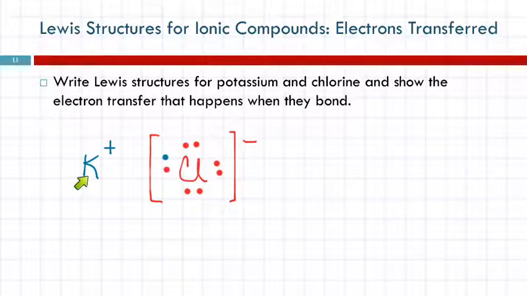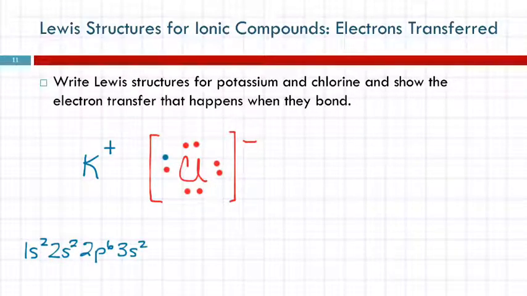Now you might say, well, it doesn't look like potassium has an octet. He looks kind of naked over there. Well, let's look at potassium's electron configuration: 1s2, 2s2, 2p6, 3s2, 3p6, 4s1.